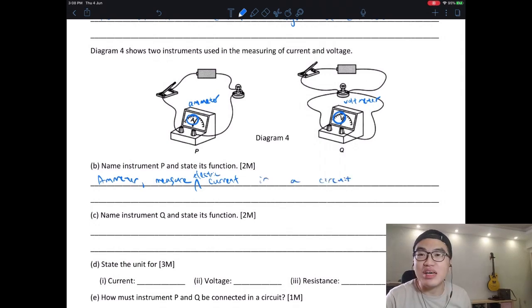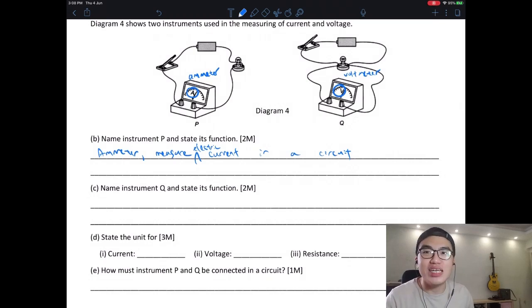Please don't say measure ampere. That's wrong. I don't want the unit. I want what you are measuring. You don't say I measure the meter, but I measure the length.